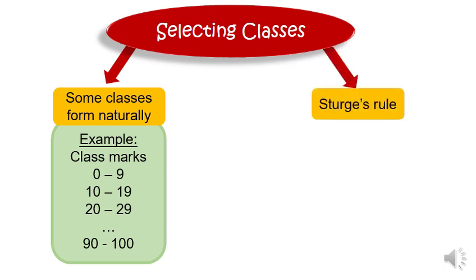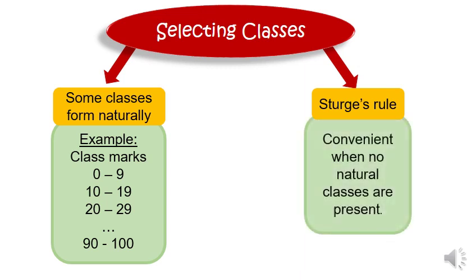Otherwise, we use Sturges' rule, sort of like a rule of thumb. If you have no idea what else to use, use Sturges' rule. And so it's convenient, which is why we used it in our previous example.